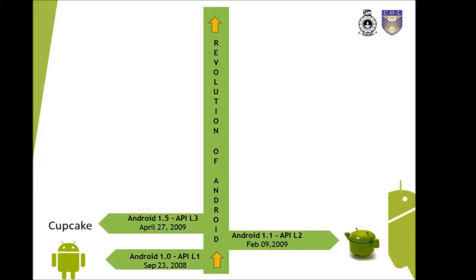As Cupcake starts with the letter C, many have suspected that 1.0 had a code name starting with letter A and 1.1 to have a code name starting with B. But no actual code names were ever assigned. Android 1.5 Cupcake API Level 3. This was the first version whose code name was on the name of a bakery product.